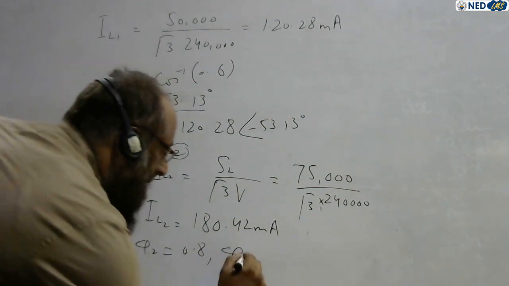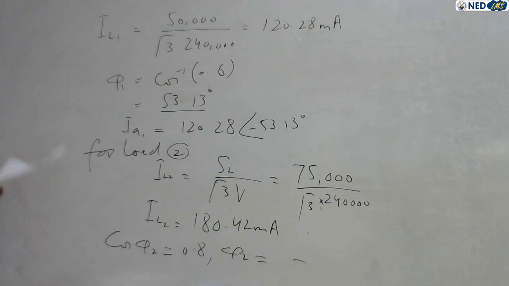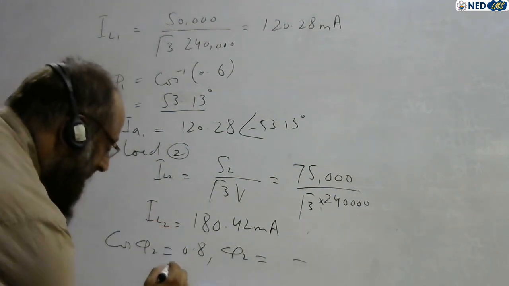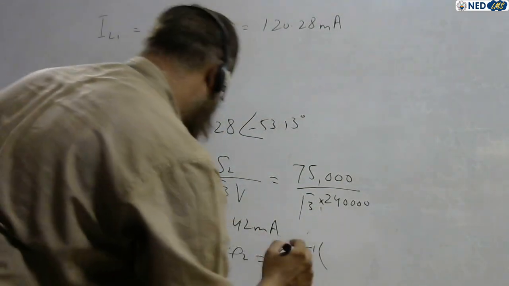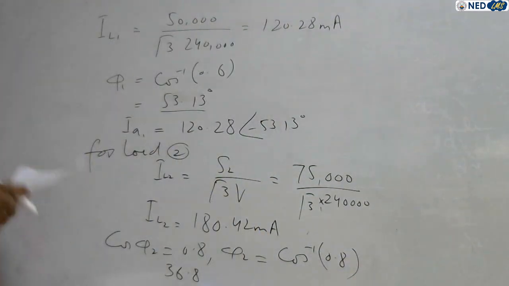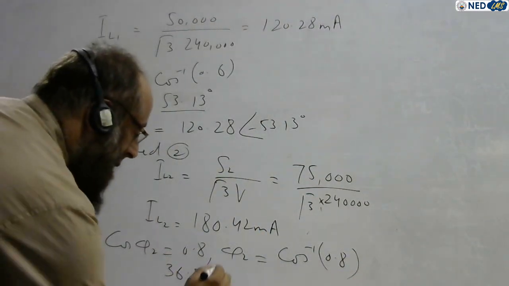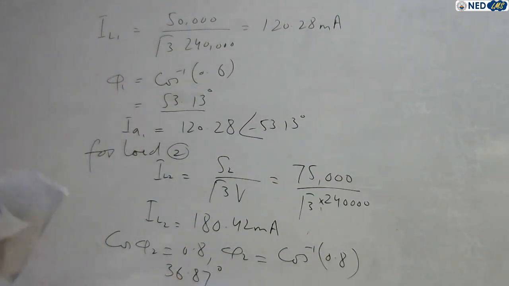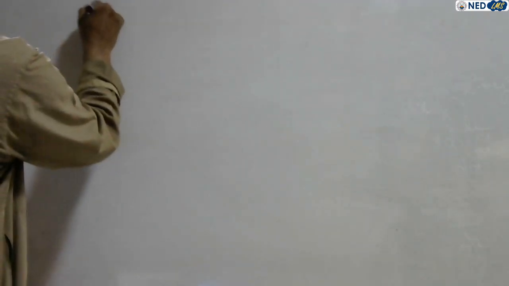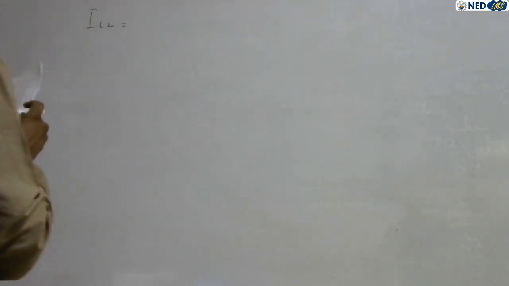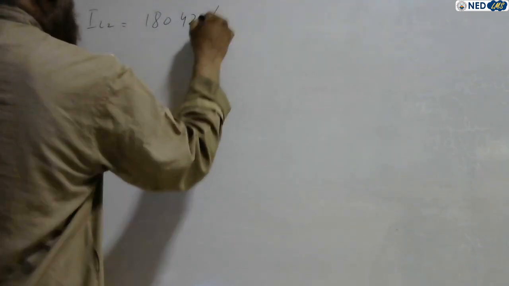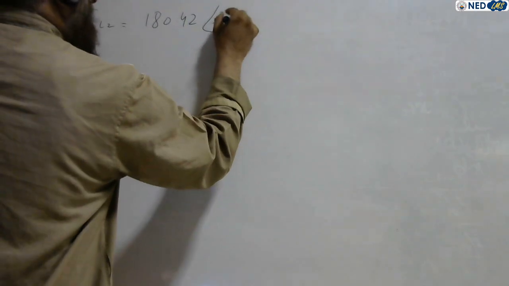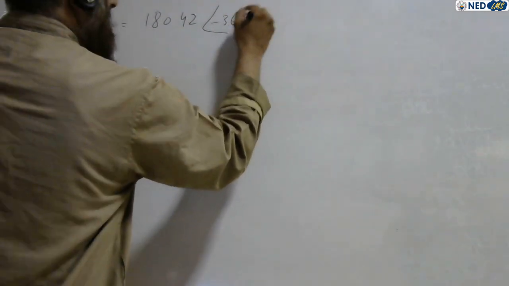When you calculate phi 2, it is cos inverse of 0.8. You will get the angle 36.87 degrees. So the line current drawn by load 2 has magnitude 180.42, and the angle comes out to be minus 36.87 degrees, because it is lagging.